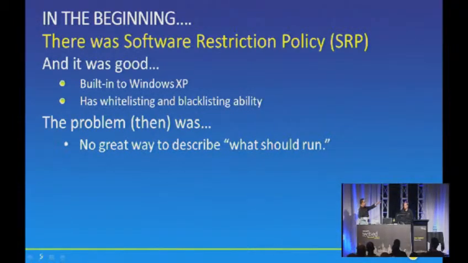So the problem with software restriction policies in XP is that there was no great way to describe what should run. You could do that whitelisting stuff. You could, like I said, say everything is bad, and this is good, and this is good, and this is good. That actually existed. That wasn't the problem. The problem was there was no good tool set in order to help you define what was good. Does that make sense? Everybody on board what the problem is? All right. So, oops.